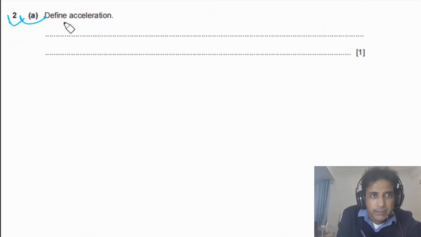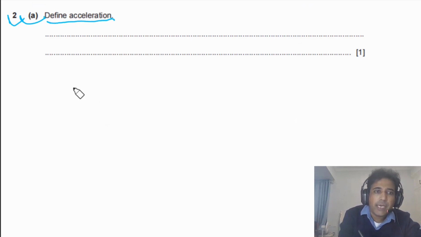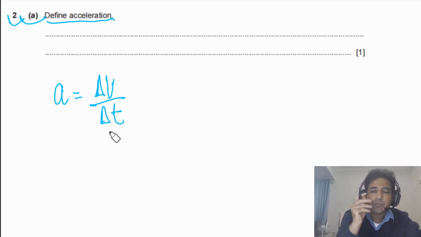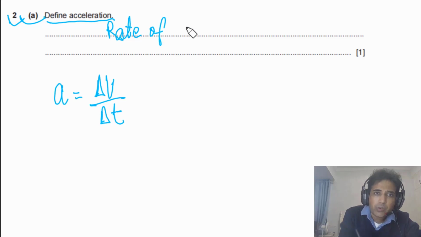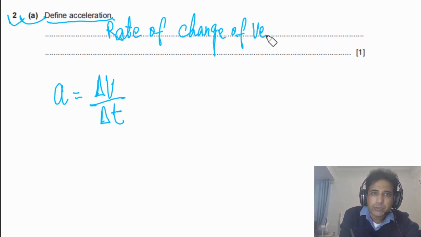Question 2 part A says define acceleration. Acceleration is equal to delta V by delta T. So this is the rate of change of velocity. We can say acceleration is the rate of change of velocity. This is how you can define acceleration.